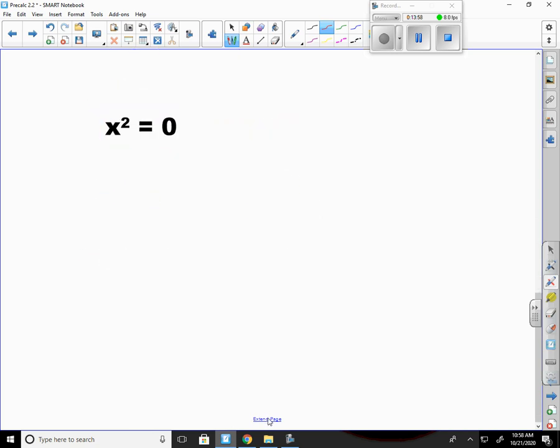Lastly, I have x squared equals 0. And if I look at the little table from above, it told me that if it's equal to 0, then it is 0, and there's only one solution.